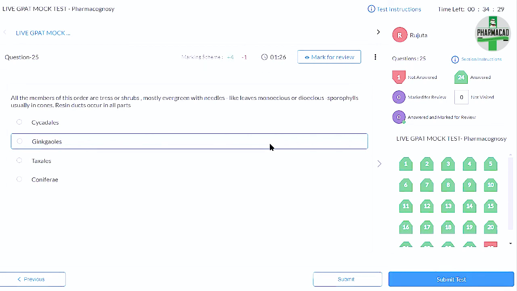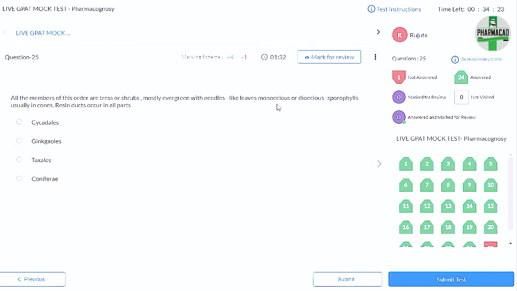Plants which have both female and male reproductive organs. Monoecious is where the same plant has both male and female reproductive organs, meaning in the same plant. Dioecious is where there are two plants, one bearing female reproductive organs and the other bearing male reproductive organs. In monoecious, these are in different parts of the same plant. Say, for example, male parts are present in the upper part and female parts in the lower, bottom part. That is known as monoecious.